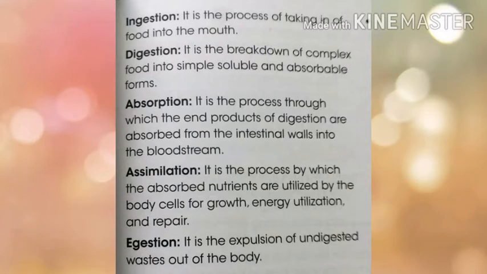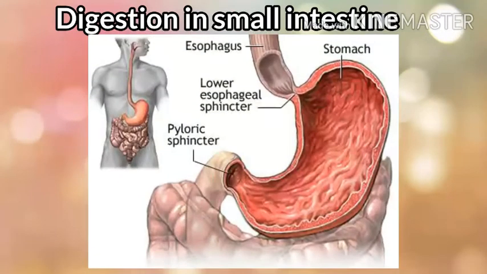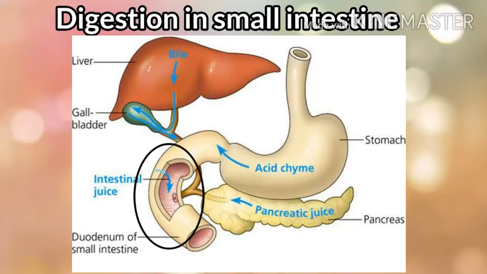Next, let's see how the digestion takes place inside the small intestine. You have learned that inside the stomach, the food is converted into a pulpy fluid called chyme. The partially digested chyme reaches the first part of the small intestine, that is the duodenum. The duodenum is the upper part of the small intestine. So the duodenum receives bile juice from the gallbladder and pancreatic juice from the pancreas.